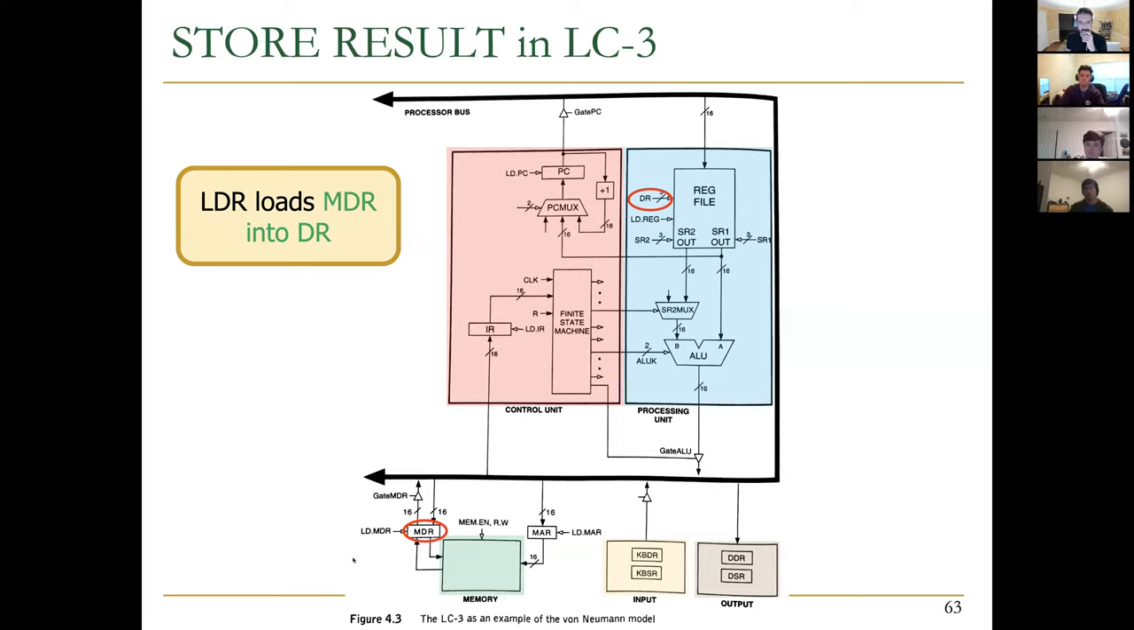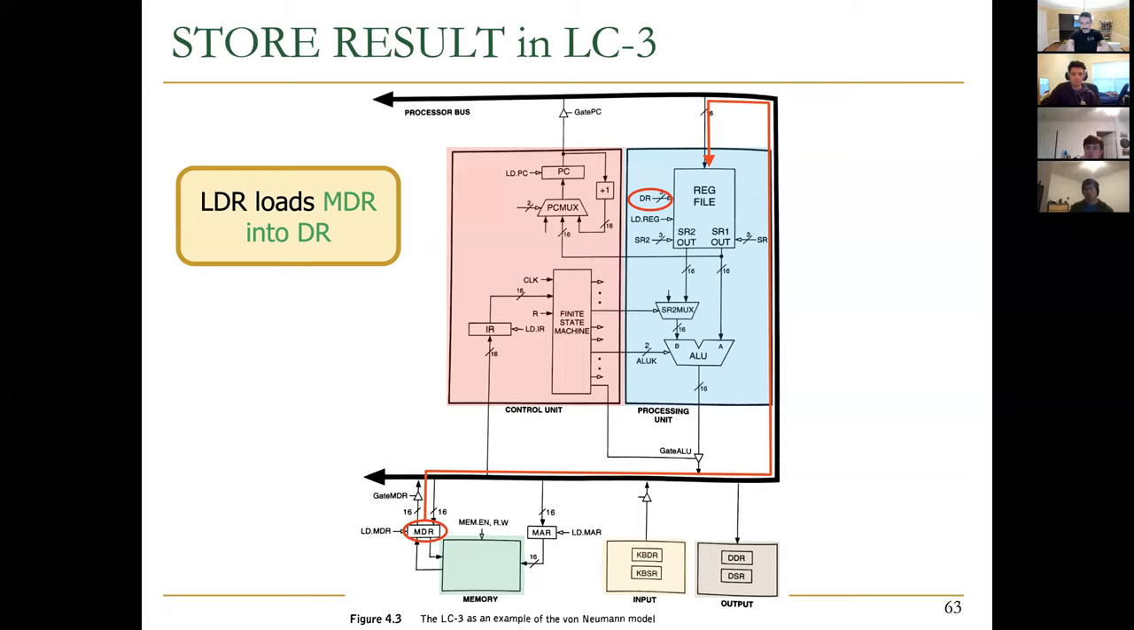Then you can send, for example, the content of the MDR all the way to the target destination register, right? This is for LDR, but for add the data path would be from the ALU all the way to the destination register, right? So the data path depends on the particular instruction.